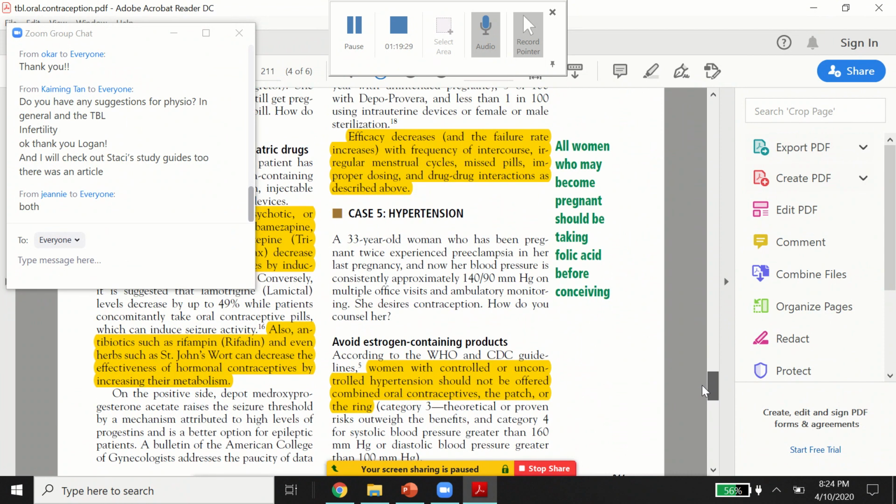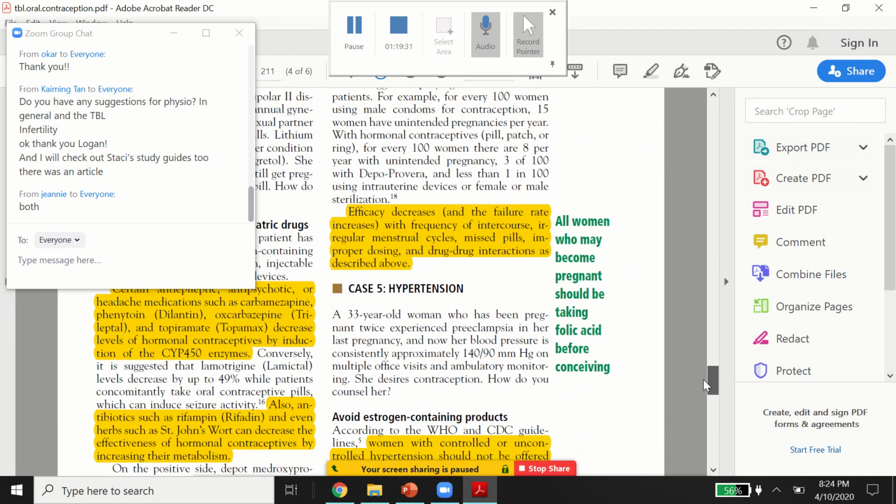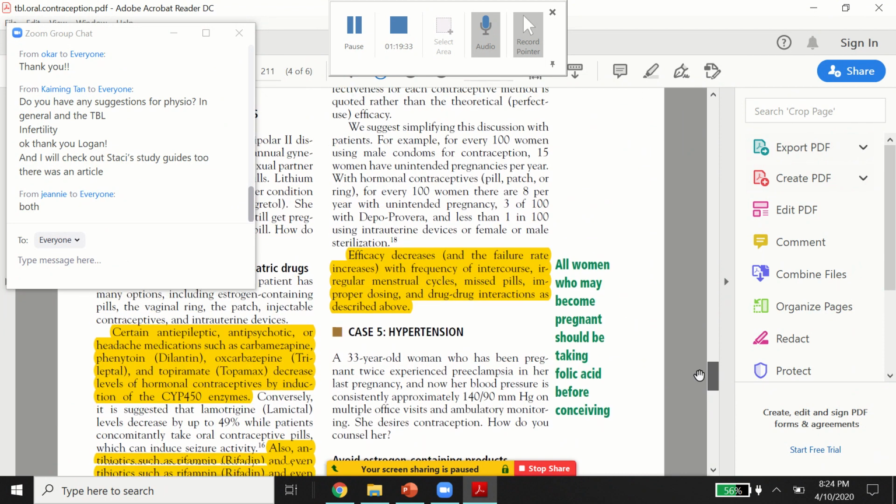There were questions like that asked on that TBL. It was more like which type would you give? Why would you not give this type? What should you supplement with that particular contraception?